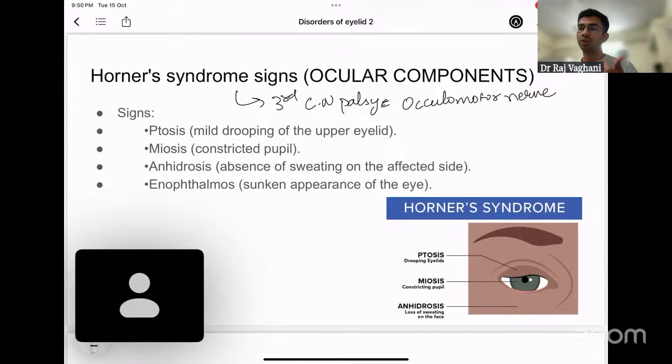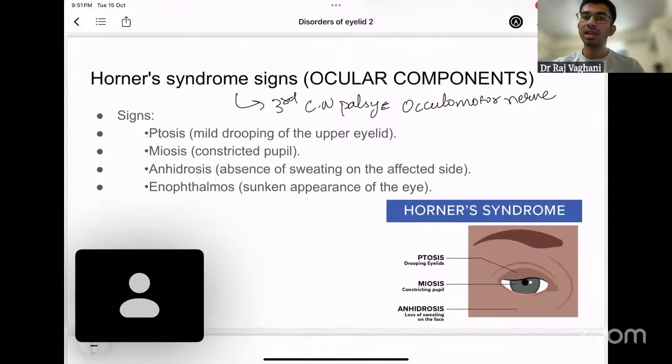Ptosis. I told you ptosis. Okay, you can see in the diagram in the first part, the ptosis means mild drooping of the upper eyelid. So we are discussing the ocular components of Horner syndrome. The first sign is ptosis. The second sign is miosis. What is miosis? Miosis is a constricted pupil. And what is the opposite of miosis? The opposite of miosis is mydriasis. Always remember this. Mydriasis means dilated pupil.